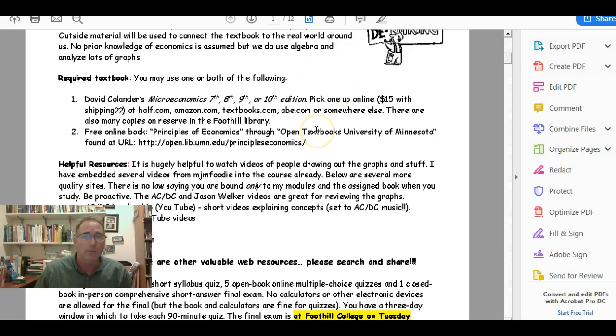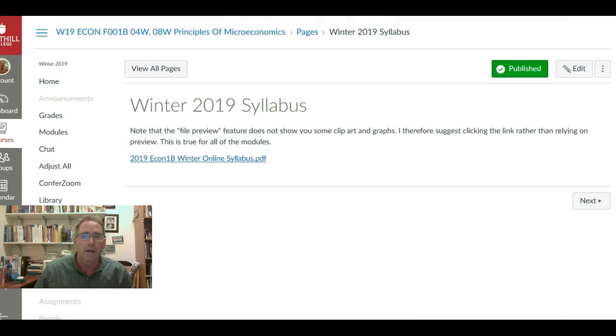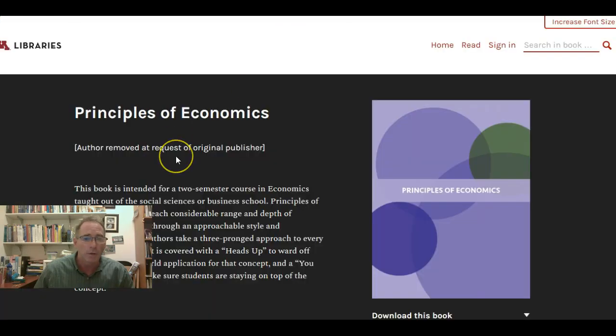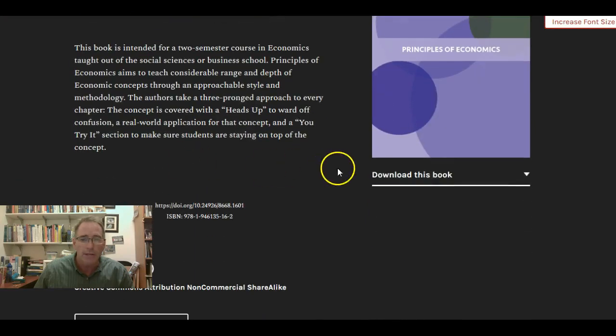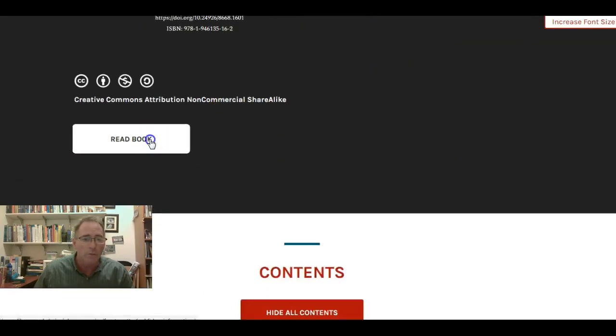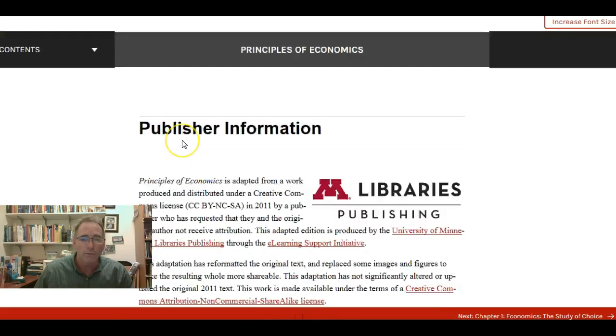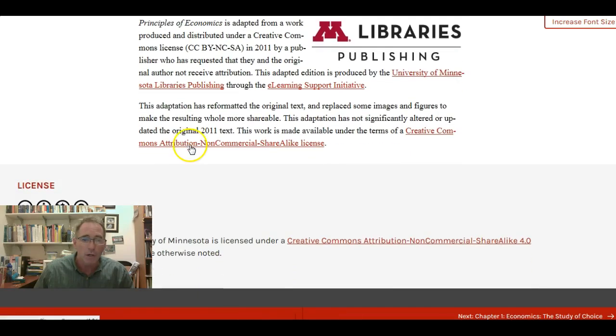I also give the option of an online book. So there's an online book, and in the syllabus you can find how to get to here. This is the book. You can download it if you want, or you can just read it online. That's what I usually do if I'm going to read it. And it's a good book.